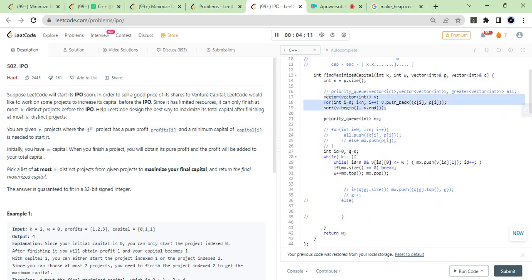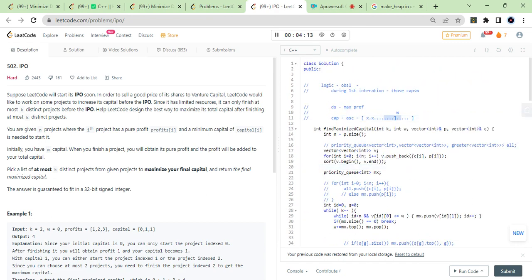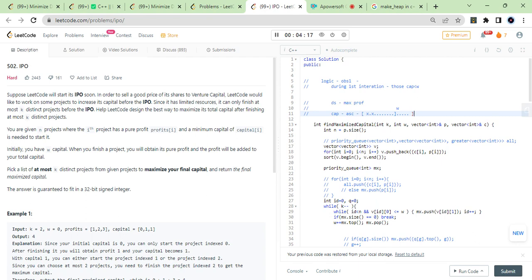So just sort all these things, capital and profit in ascending order, and then take only those which you can in the first go. So use a max priority queue, and sorting is done on the basis of capital. And then you'll start an iteration. This is also what you could have done: you could just start your max heap by taking all those elements which you can take during the initial iteration, and put all the rest of the elements into this vector V.